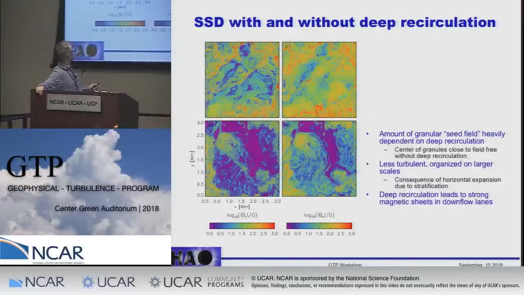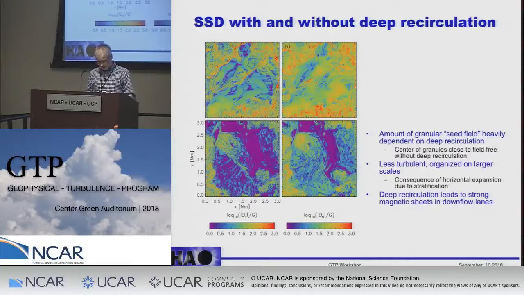If you don't have deep recirculation, actually most of the granule is almost completely field-free, and all the field you're having is the one which comes up from shallow recirculation. So you have only the turbulent component without these more coherent sheets. So this is something you can distinguish between these two processes and can look for in observations.